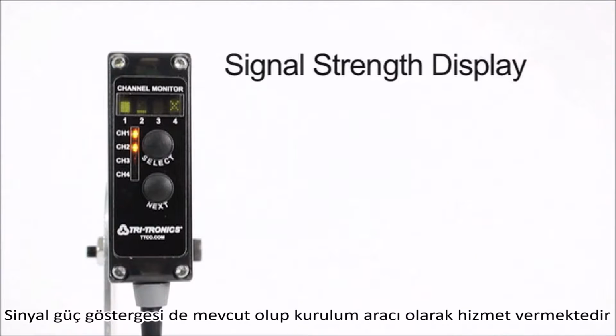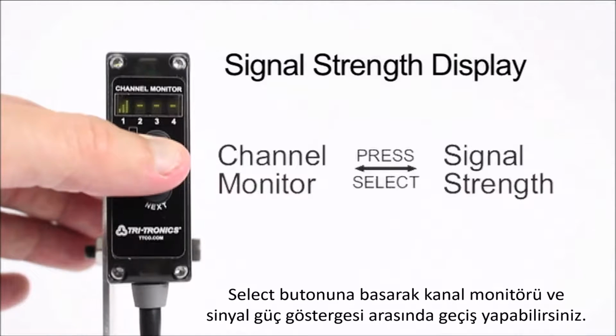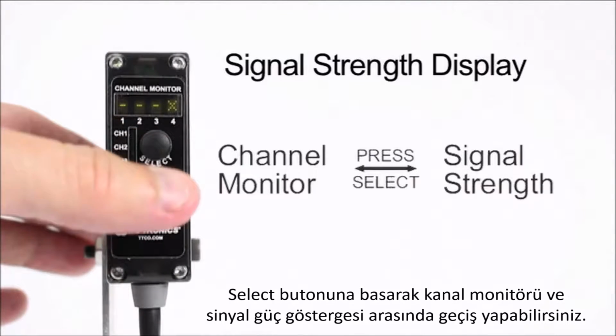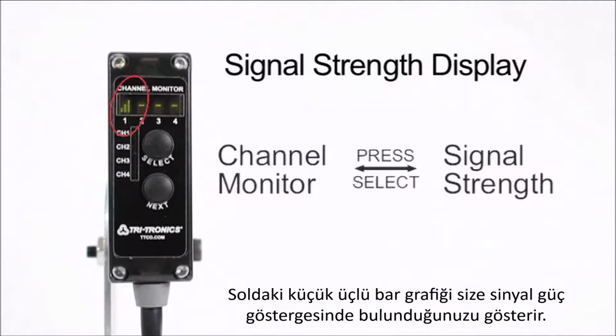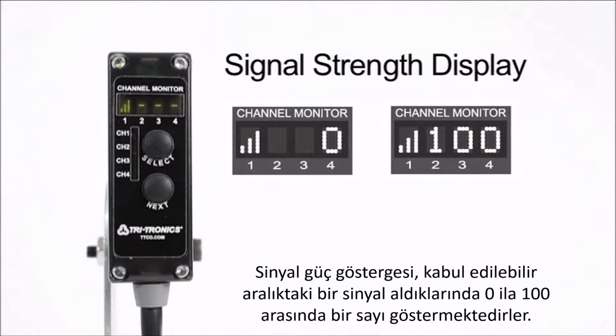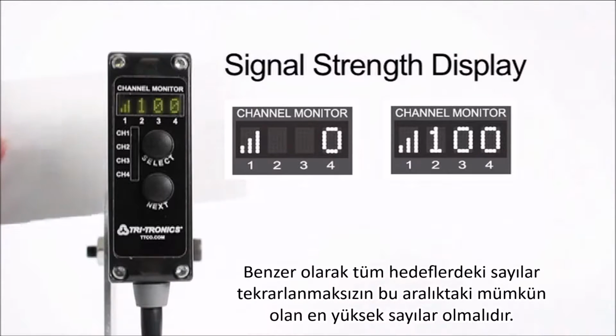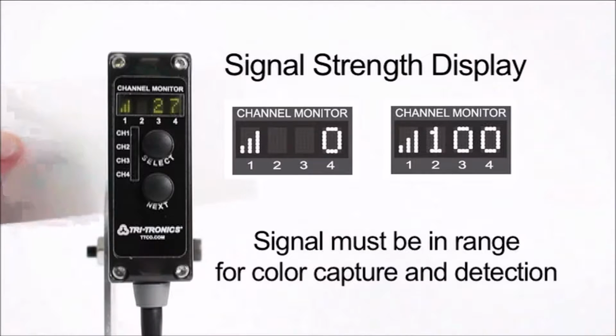A signal strength display is also provided as a setup tool. You can toggle back and forth between the channel monitor and the signal strength display by pressing the select button. The small 3-bar graph on the left side signifies you are in the signal strength display. This display is intended to help you set up for best detection of your target objects. The signal strength display will show a number from 0 to 100 when the return signal is within the acceptable range. Ideally, the number on all targets should be as high as possible within this range without going over.